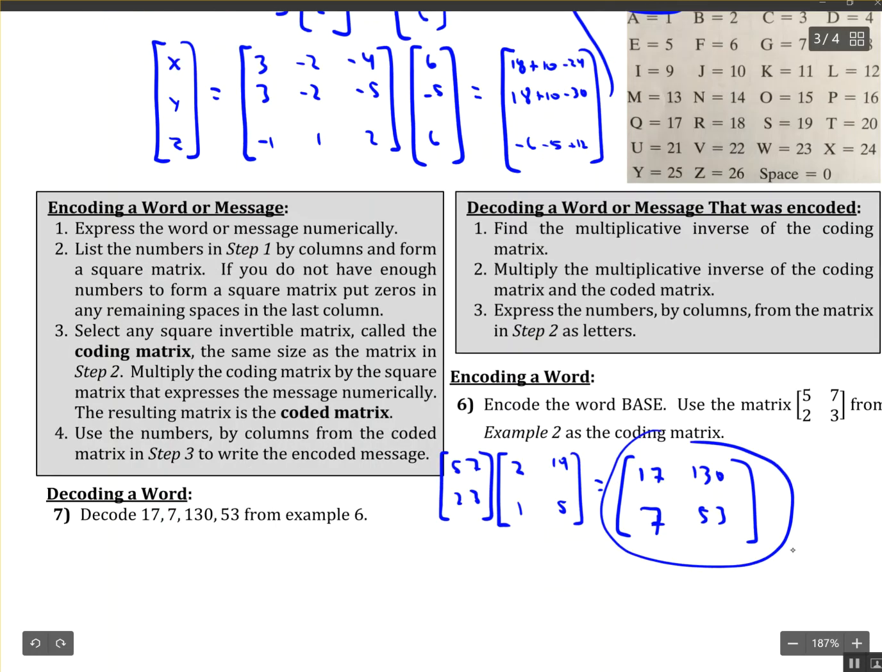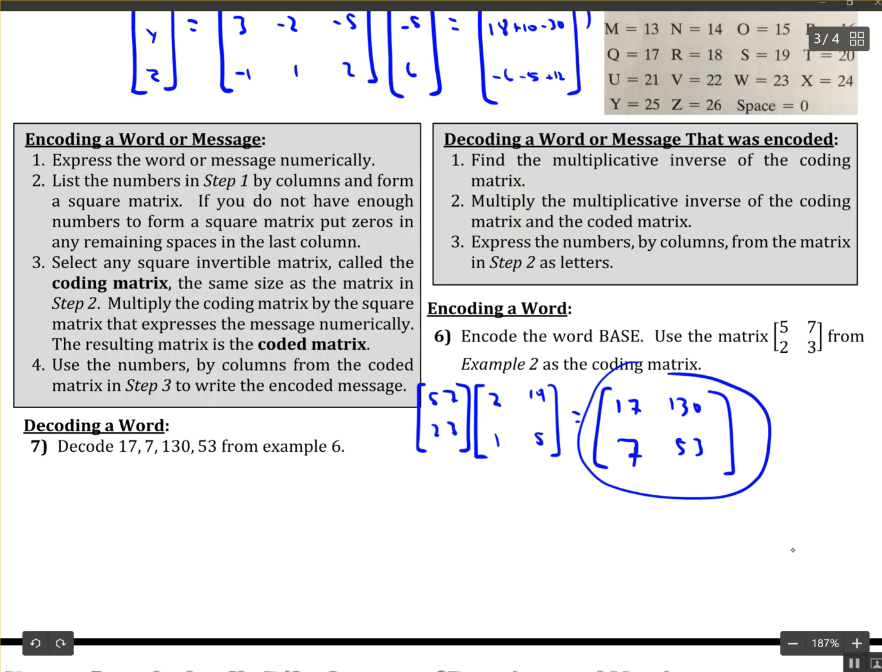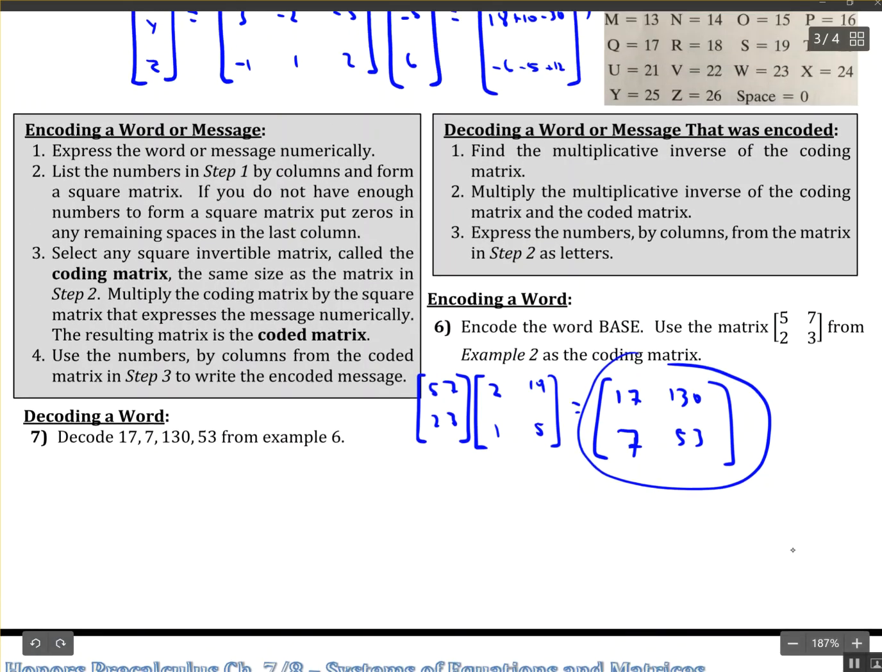And so now if I wanted to decode it, it's as simple as taking the inverse matrix. So let's find the inverse matrix of [5, 7; 2, 3]. If we look at the determinant, well, we haven't learned that yet. It's going to be 1 over AD minus BC, so 1 over 15 minus 14. We're going to swap A and D and make B and C negative.